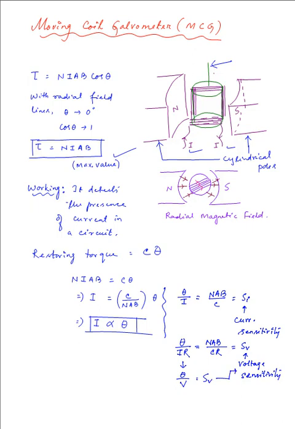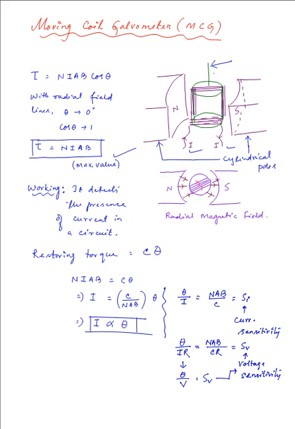So that's more or less the case with the moving coil galvanometer. Its arrangement, its working, and the principle have been discussed already. We will be moving further into the topic where we will be discussing the conversion of the galvanometer into a voltmeter as well as an ammeter.